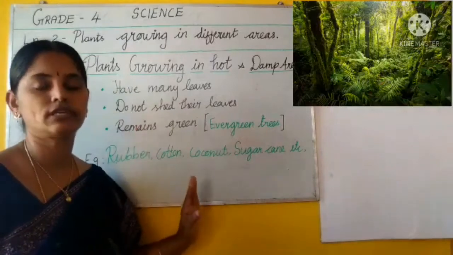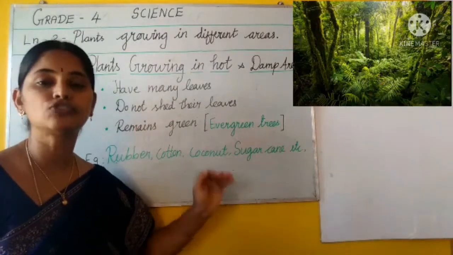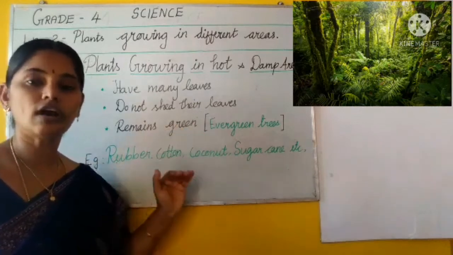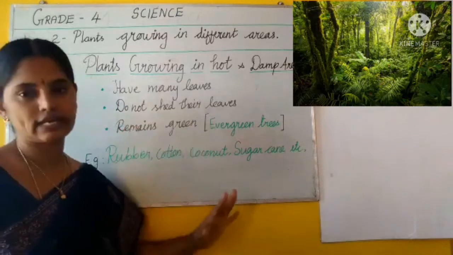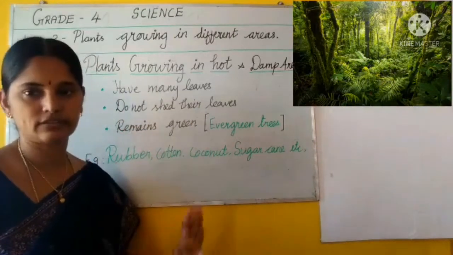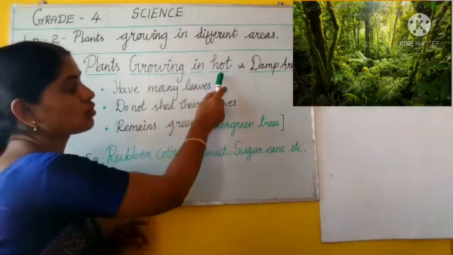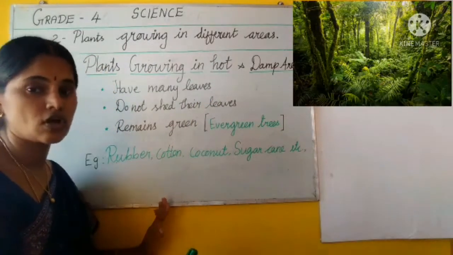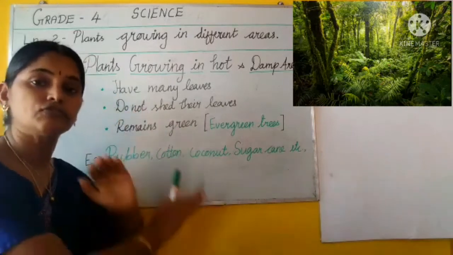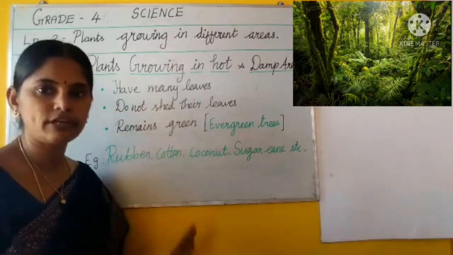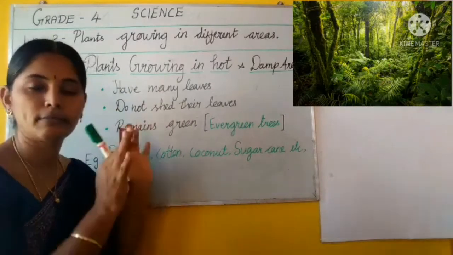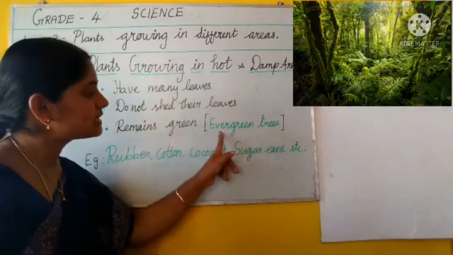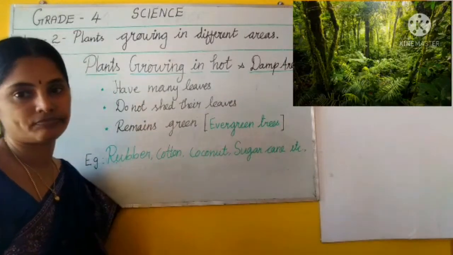Previously in plains we saw the trees shed their leaves during winter season. Deciduous trees we said, no? So here they do not shed their leaves. The trees which grow in hot and damp region do not shed their leaves, so they remain green throughout the year. They remain green throughout the year, so they are called evergreen trees.